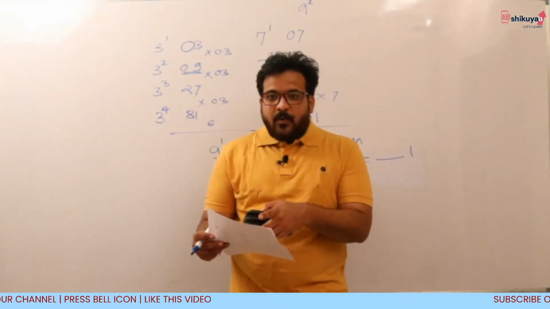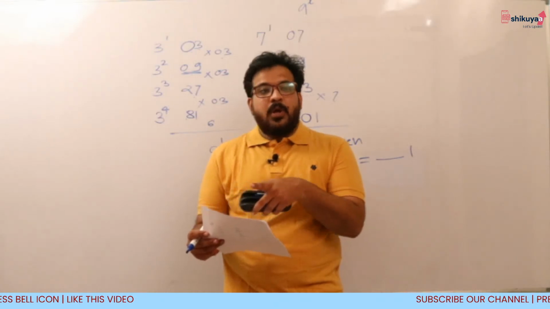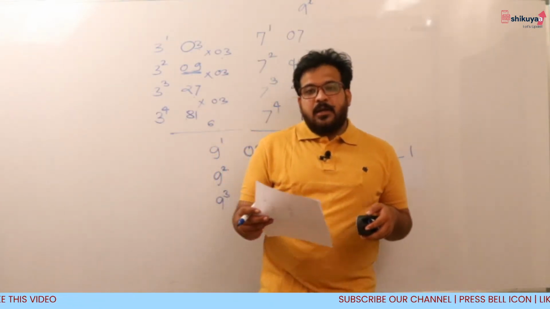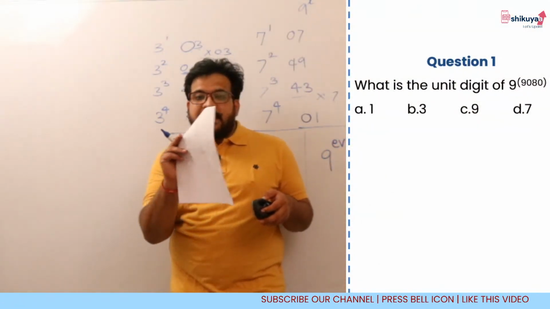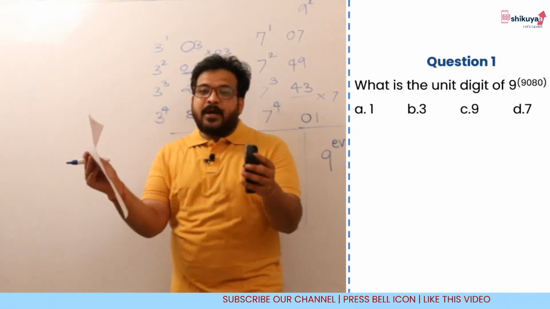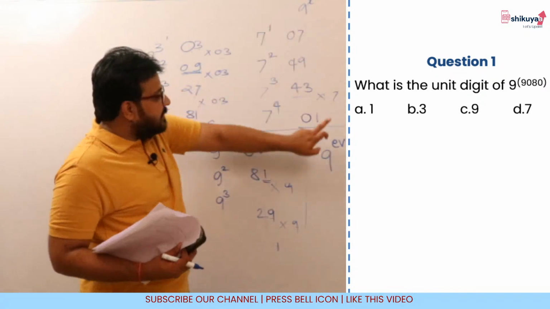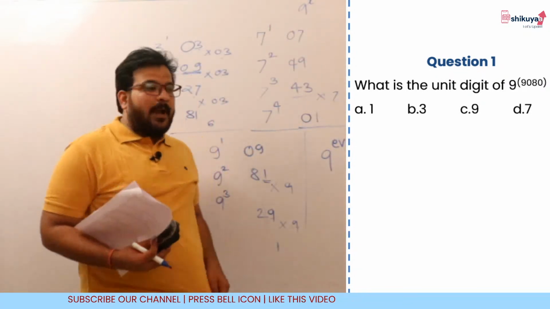But right now, as the problem is 9 raised to 9080, you can check on the screen, this entire 9080 is an even number, because it is divisible by 2. So according to this, whenever there is a 9 raised to even, it ends in 1. So you just try to understand the pattern here.